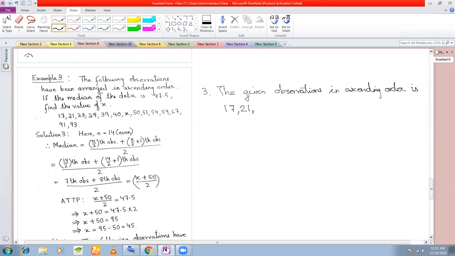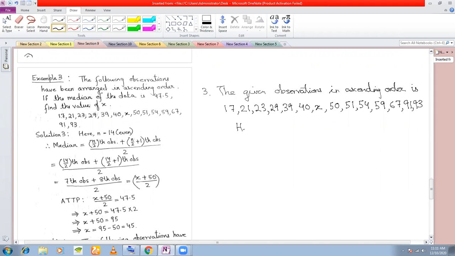17, 21, 23, 29, 39, 40, x, 50, 51, 54, 59, 67, 91, 93. These are all in ascending order, starting from the lowest, going to the highest. And one observation x is unknown.